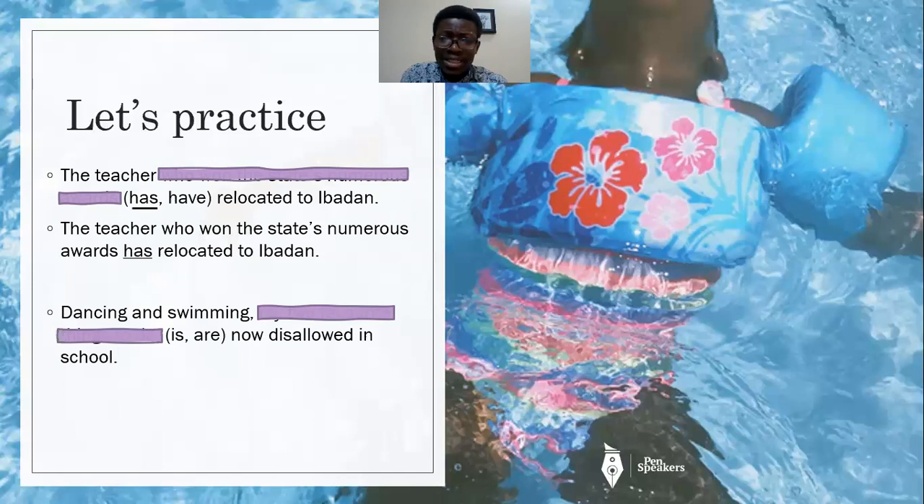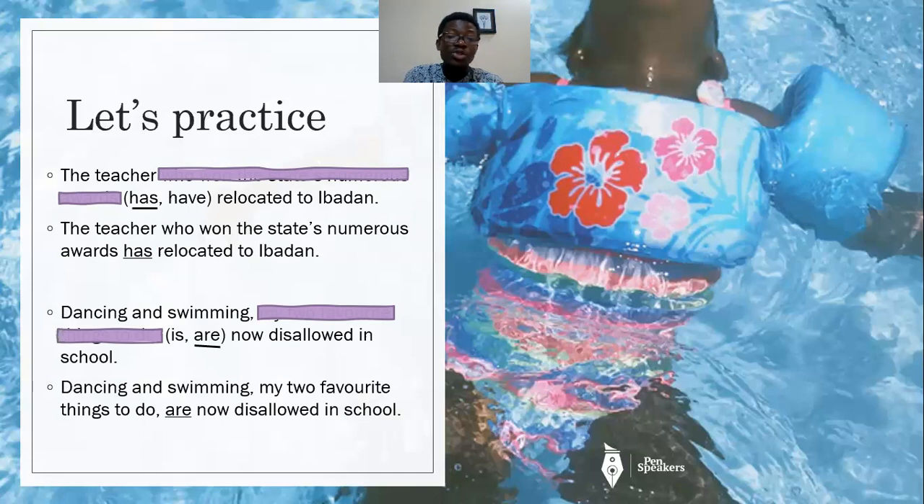Okay, so you remove it or cover it from your paper, ignore it, assume it doesn't exist, and you read your sentence as what? Dancing and swimming are now disallowed in school. Your full sentence becomes: dancing and swimming, my two favorite things to do, are now disallowed in school.